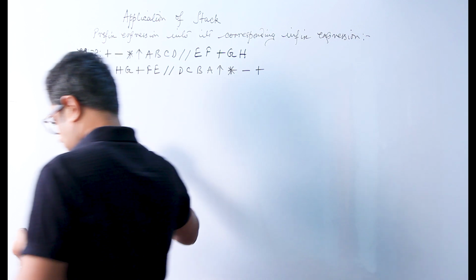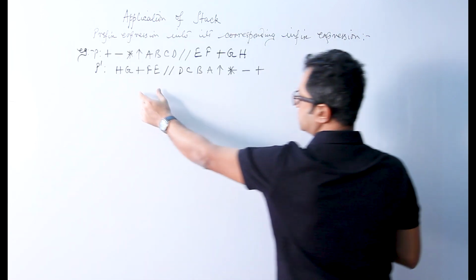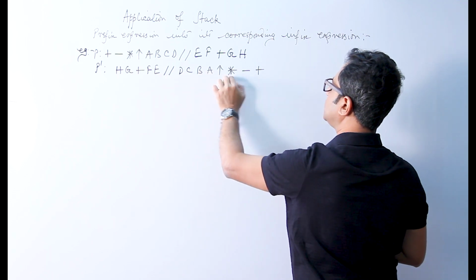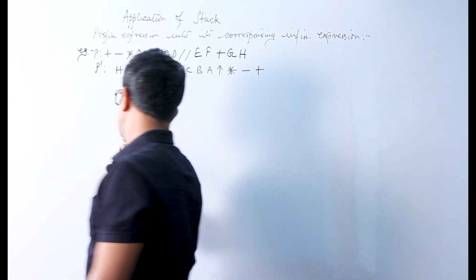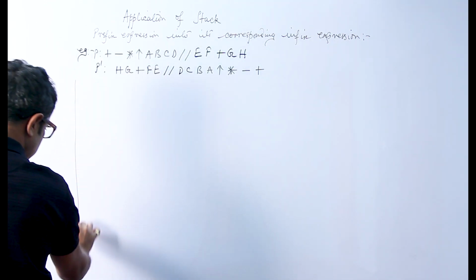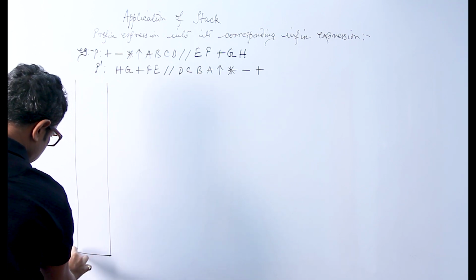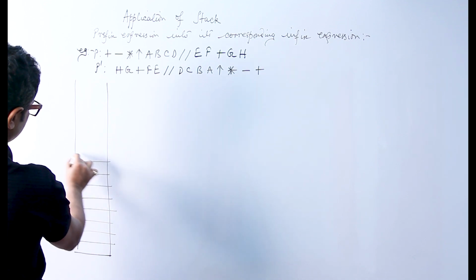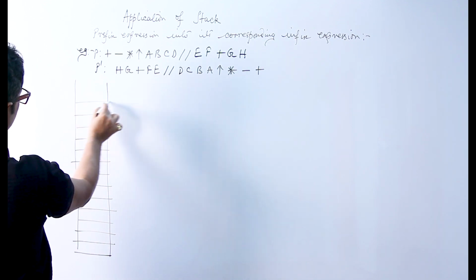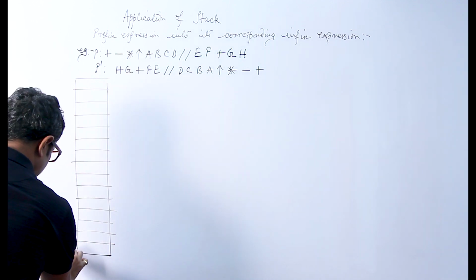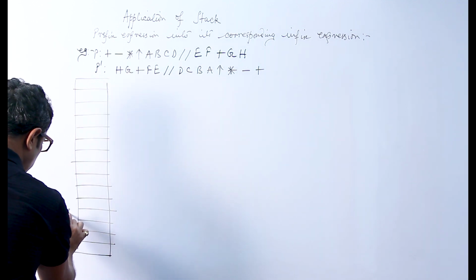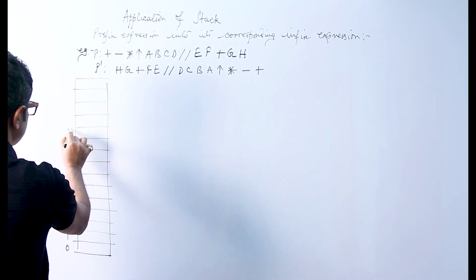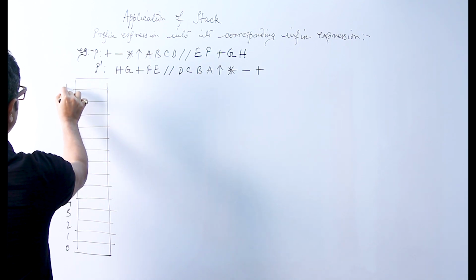So I will write down the stack first. Let me see how many characters are there. 1, 2, 3, 4, 5, 6, 7, 8, 9, 10, 11, 12, 13, 14, 15. So there are 15 elements. So we will take a stack like this. Let me draw a big stack, with 15 places, and let's number it from 0 to 14.